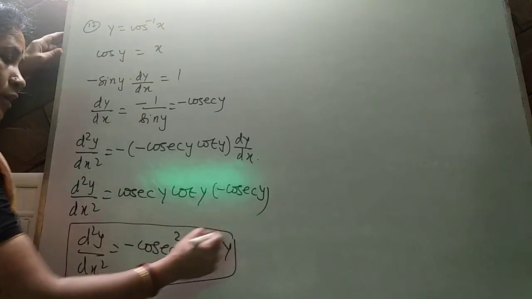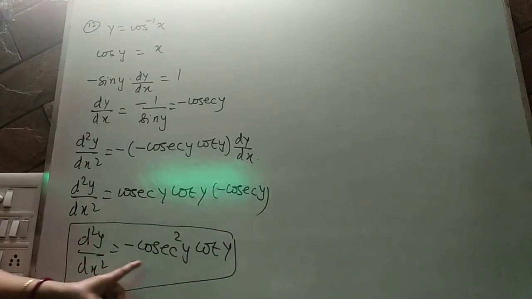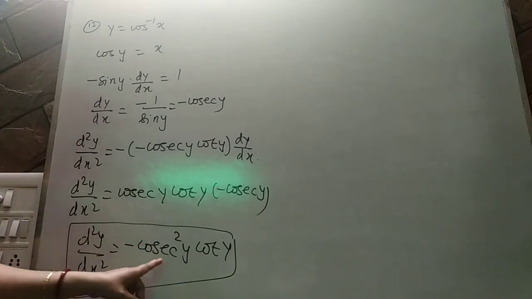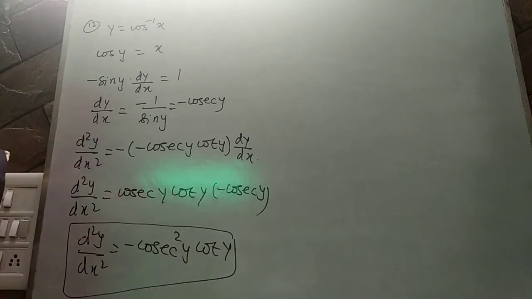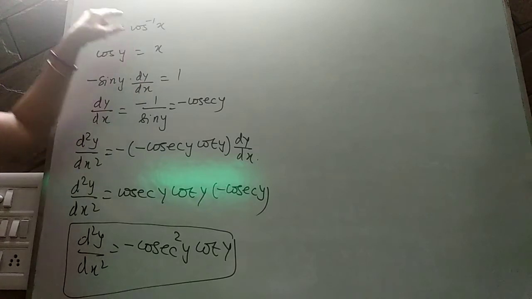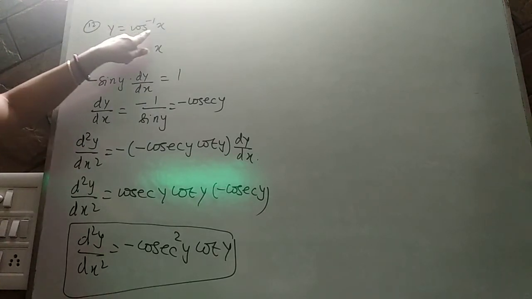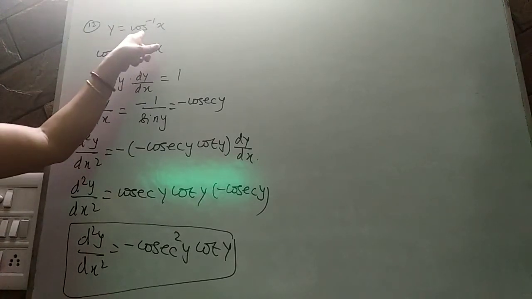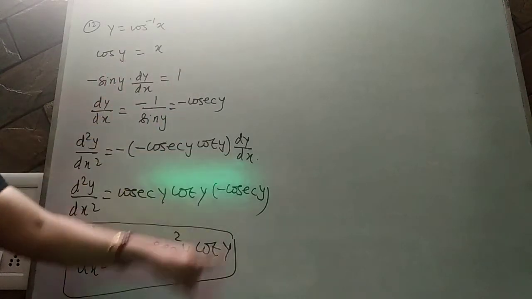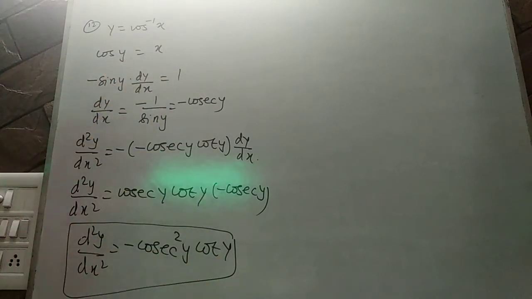See, they are saying, prove that d square y by dx square in terms of y alone, which means the answer should be only in terms of y, not x. That's why I want to eliminate x. That's why I did it like this. Otherwise, if you start differentiation here, you will get the answer in terms of x. Okay? Whatever they are asking, as per that you have to go.